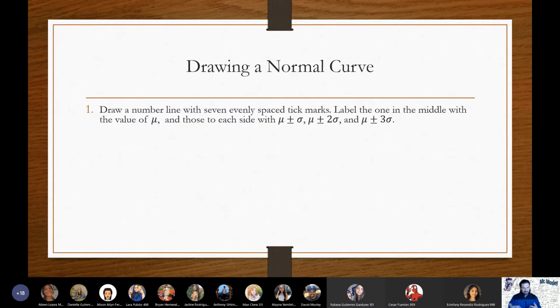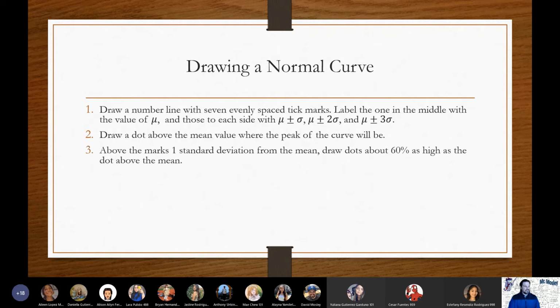We're going to do an example of drawing this shortly. So if you're not entirely sure what all this notation means, the example will help. Then you will draw a dot above the mean value where the peak of the curve will be. Above the marks 1 standard deviation from the mean, draw dots about 60% as high as the dot above the mean. So a little more than halfway, right?